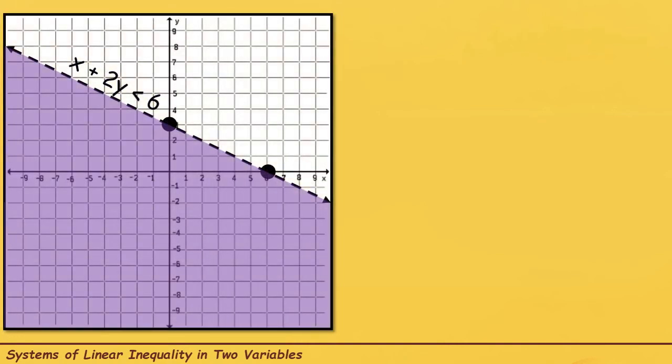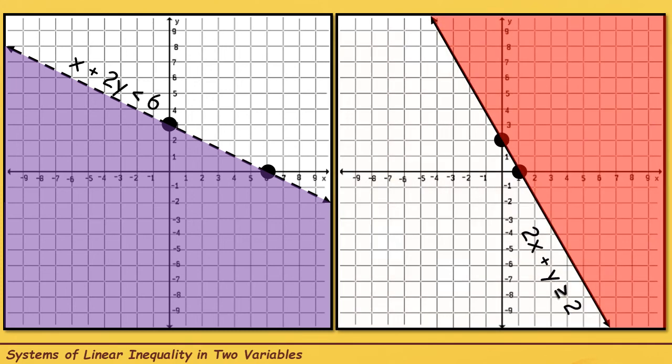Okay, so tapos na nating i-graph ang dalawang linear inequalities in two variables. Ito ang graph ng x plus 2y is less than 6. Yung shaded part dito ang solution set ng ating first linear inequality. Ito naman ang graph ng pangalawang linear inequality, 2x plus y is greater than or equal to 2. Yung shaded part dyan ang ating solution. Pero sa system of linear inequalities in two variables, ang dalawang linear inequalities ay iginagraph sa iisang Cartesian plane.